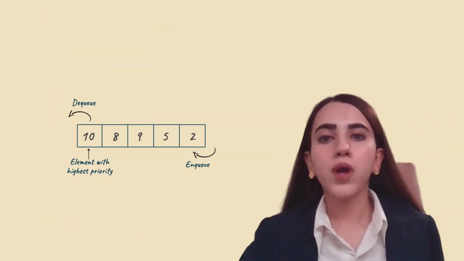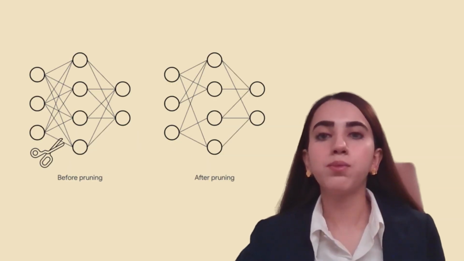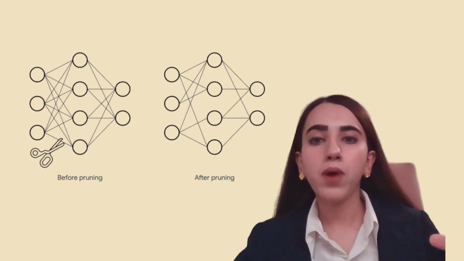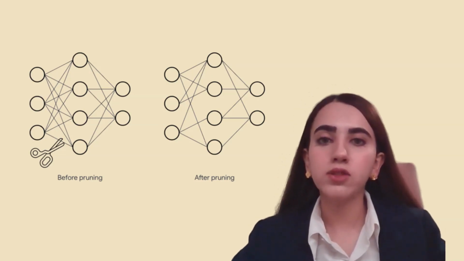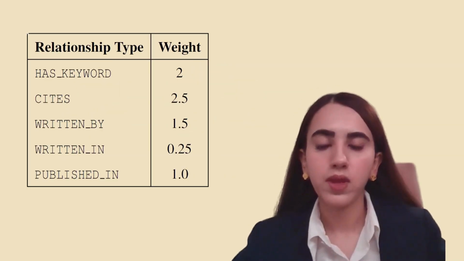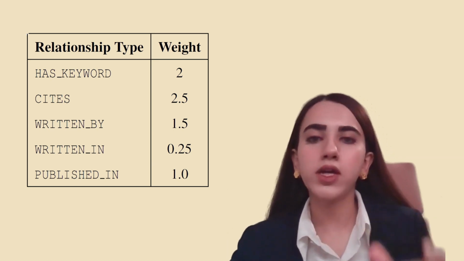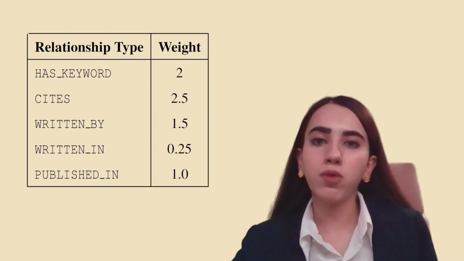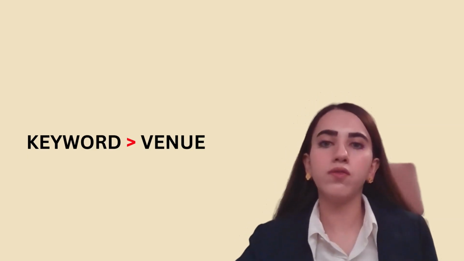Because we're using a priority queue to store the paper nodes, we're also using pruning to prioritize the paths with the highest scoring papers. The scores are calculated using an edge weighting scheme. All types of relationships, as in the edges, are assigned a score based on their importance to the relevance of a paper. For example, citation or a has keyword relationship is more important than the year or the venue that the paper was published in.